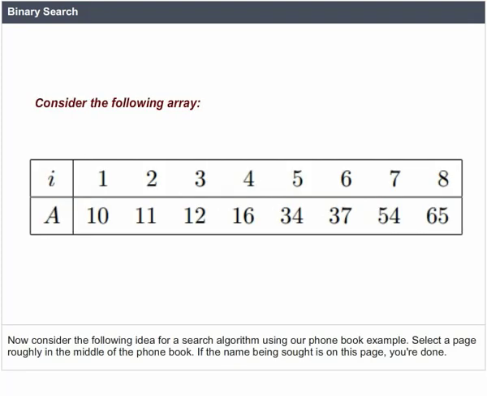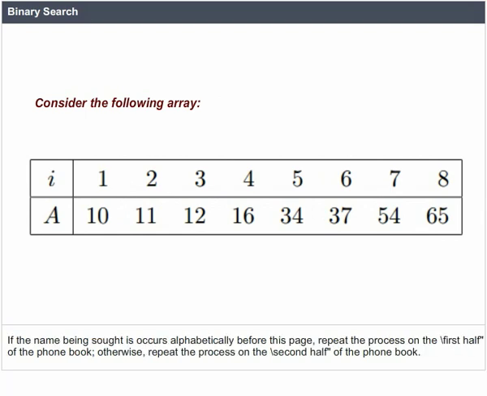Binary search. Now consider the following idea for a search algorithm using our phone book example. Select a page roughly in the middle of the phone book. If the name being sought is on this page, you are done. If the name being sought occurs alphabetically before this page, repeat the process on the first half of the phone book. Otherwise, repeat the process on the second half of the phone book.